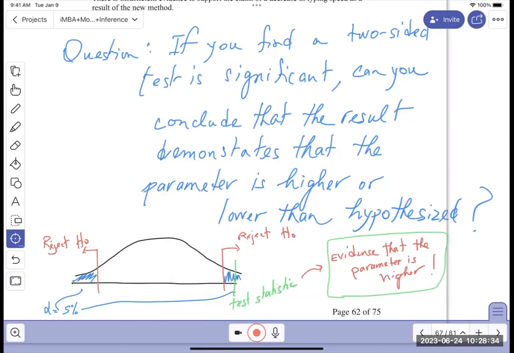So that's why, if you read research, they'll often just do the test of difference. And that will satisfy saying it's higher or lower. So my question was, if you find a two-sided test is significant, can you conclude the result demonstrates that the parameter is higher or lower than hypothesized? So if it's like that, that's evidence. So what if it was the other way?